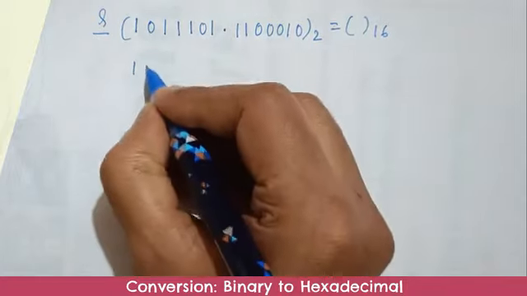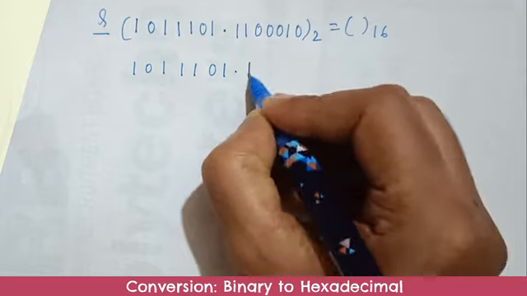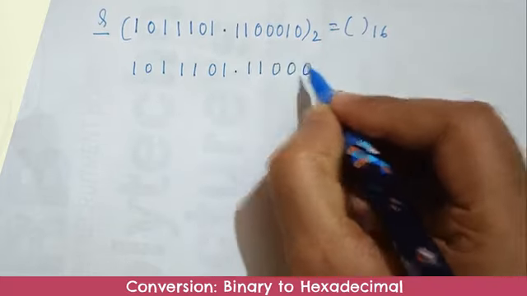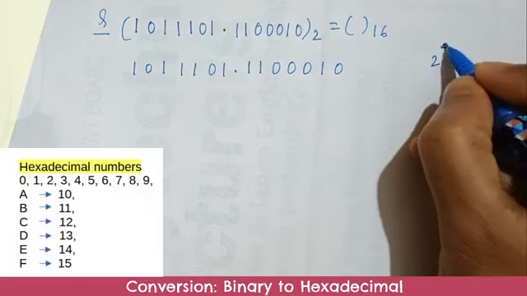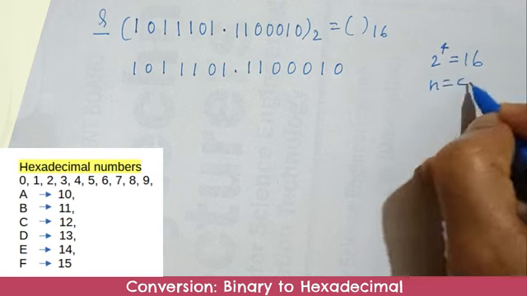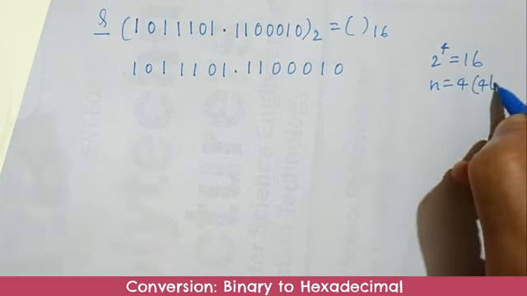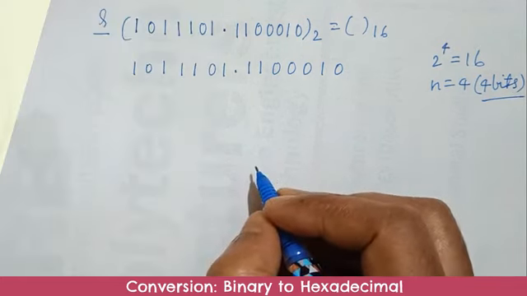Kindly write down the number 101110.110001 0. As you know, we can represent hexadecimal using digits 0 to 9 and A to F. So, in the binary conversion table, we use up to 4 bits for representation, from 0 to F.